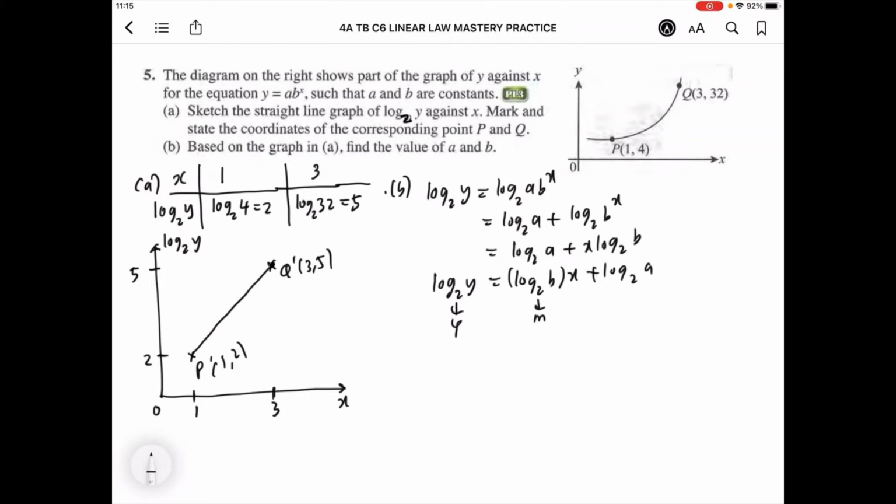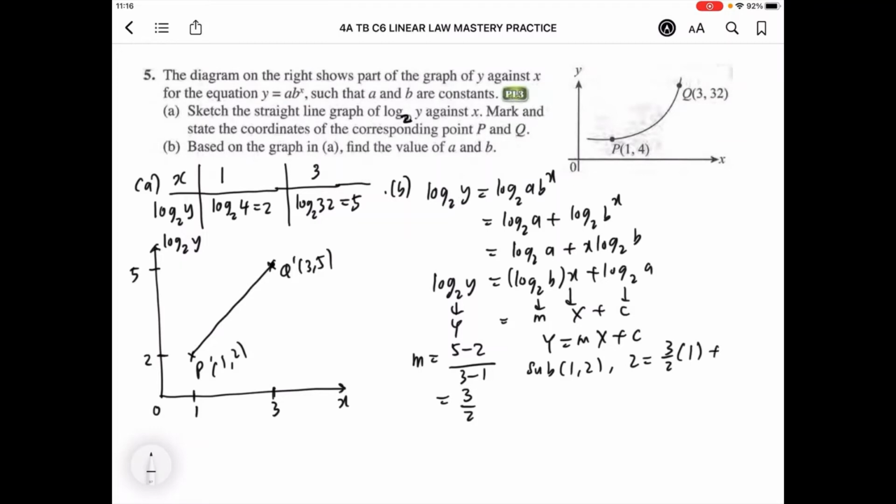Once you arrive at this point, whatever you are solving and the way you're solving is identical to the question earlier, like question number 3. So we need to find the gradient and y-intercept from the graph. Find the gradient: 5 minus 2 over 3 minus 1, which is 3 over 2. Find the y-intercept, y equals mx plus c. I sub in 1 and 2, you can use 3, 5. My y is 2, my gradient is 3 over 2, my x is 1. My c is 2 minus 3 over 2, which is 1 over 2.